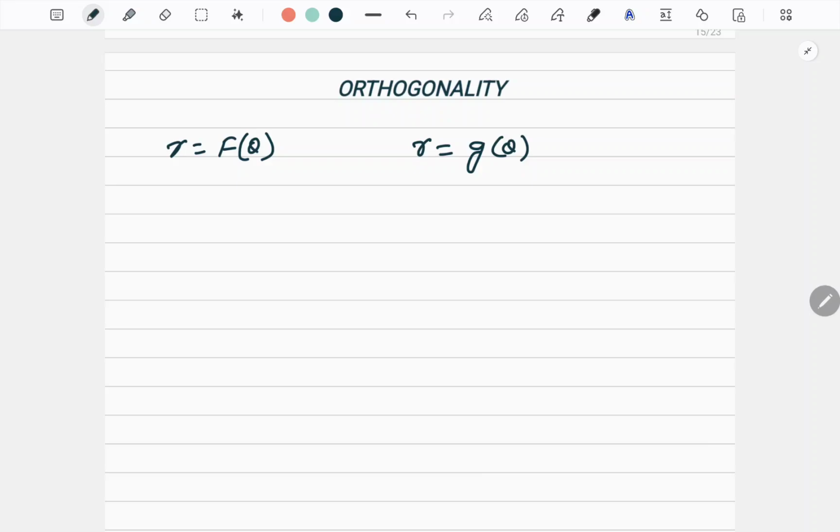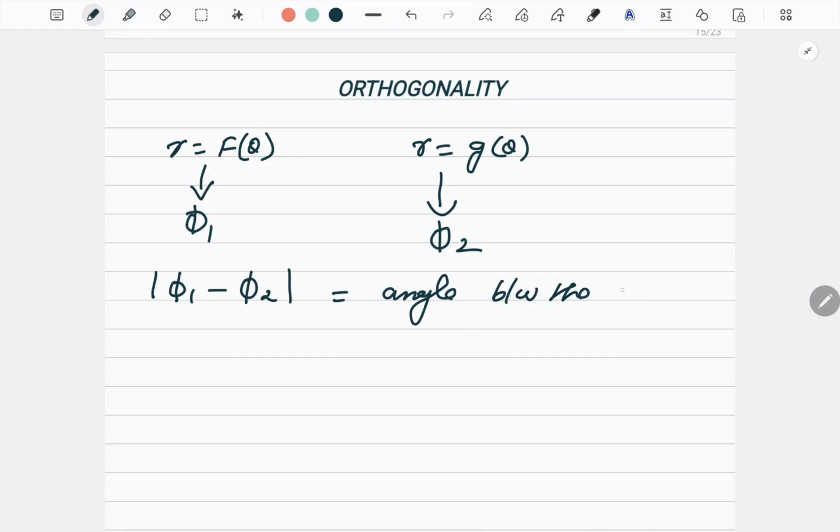So suppose for this curve I get phi is equal to phi 1 and for this curve I get phi is equal to phi 2. Now we all know how to find out this phi. Then the absolute value of phi 1 minus phi 2 is the angle between the curves. And when this angle is 90 degrees, that is known as orthogonal, or we say that the curves intersect orthogonally. This is one way: you find out both phi, subtract, and the angle between them will be 90 degrees.